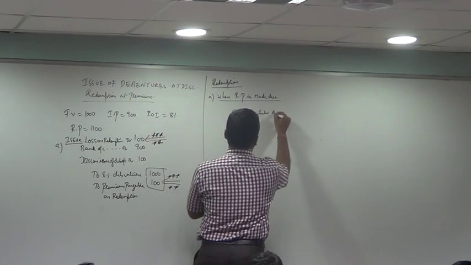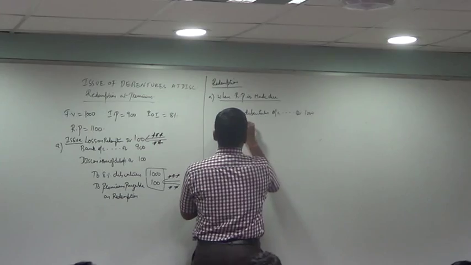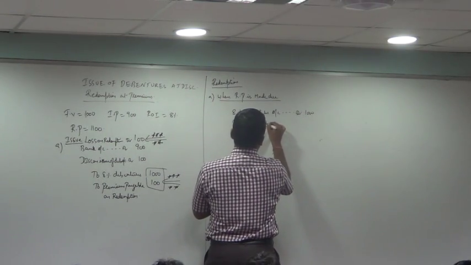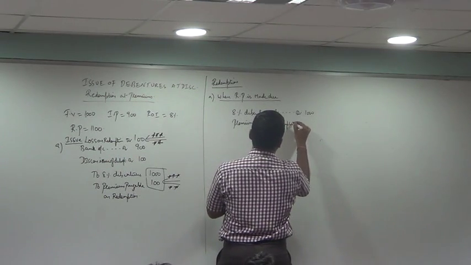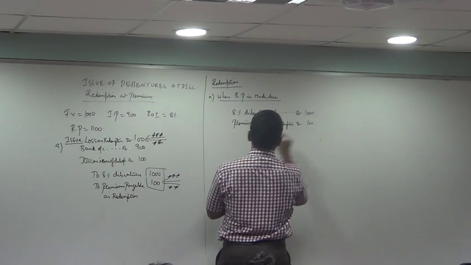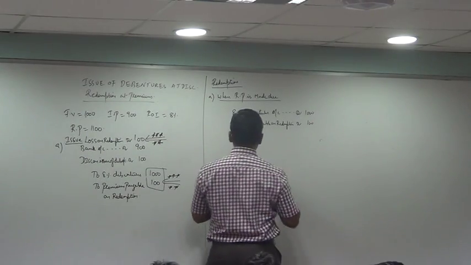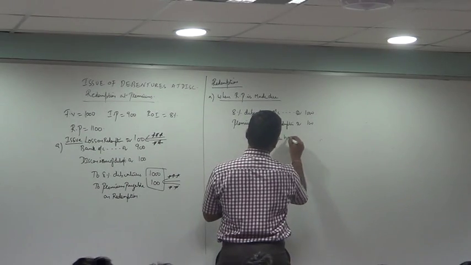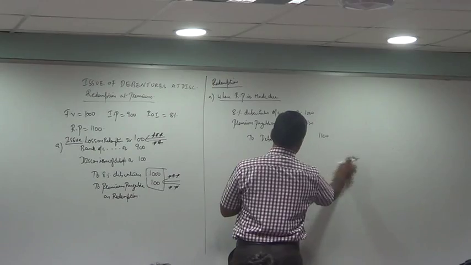8% debenture account debtor 1000, premium payable on redemption debtor 100, to debenture holder 1100.